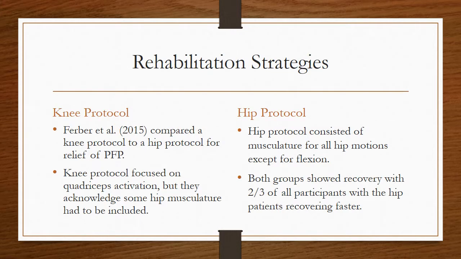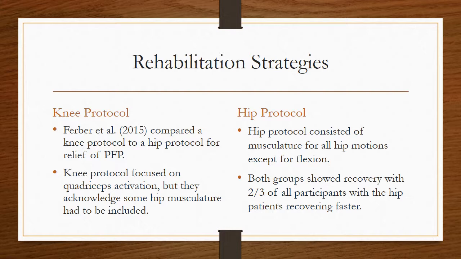The next study that showed proven strategies actually was a comparison trial. They compared a knee-specific protocol to a hip protocol. With the knee protocol, they tried to specifically target just the quadriceps muscle, although they did acknowledge that with the exercising they were doing, some hip musculature was obviously going to be included. Kind of hard not to, and to rule them out separately.